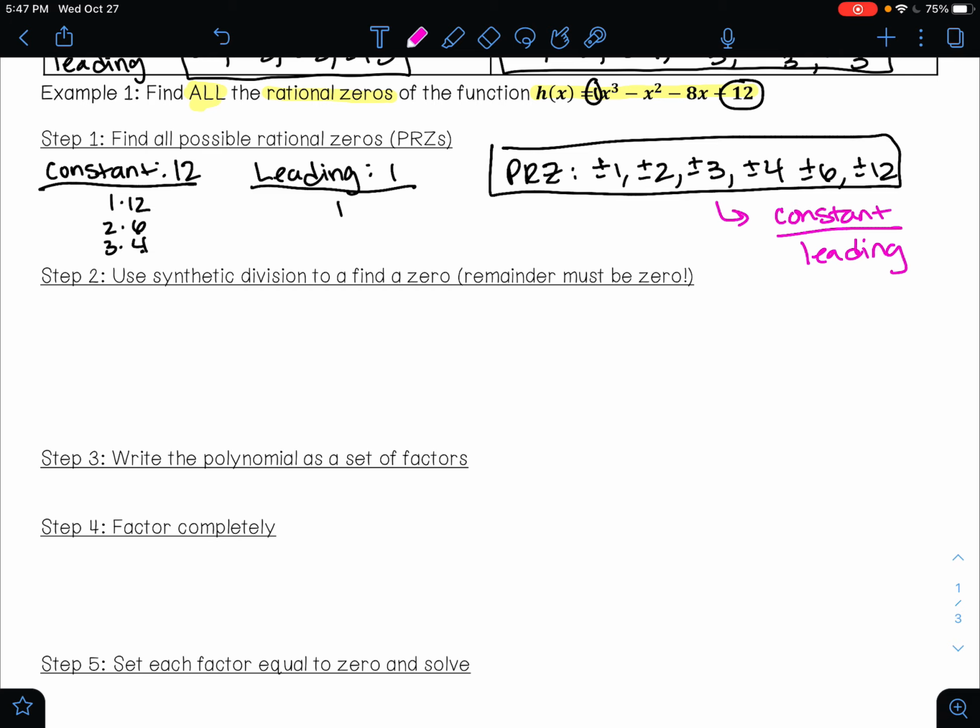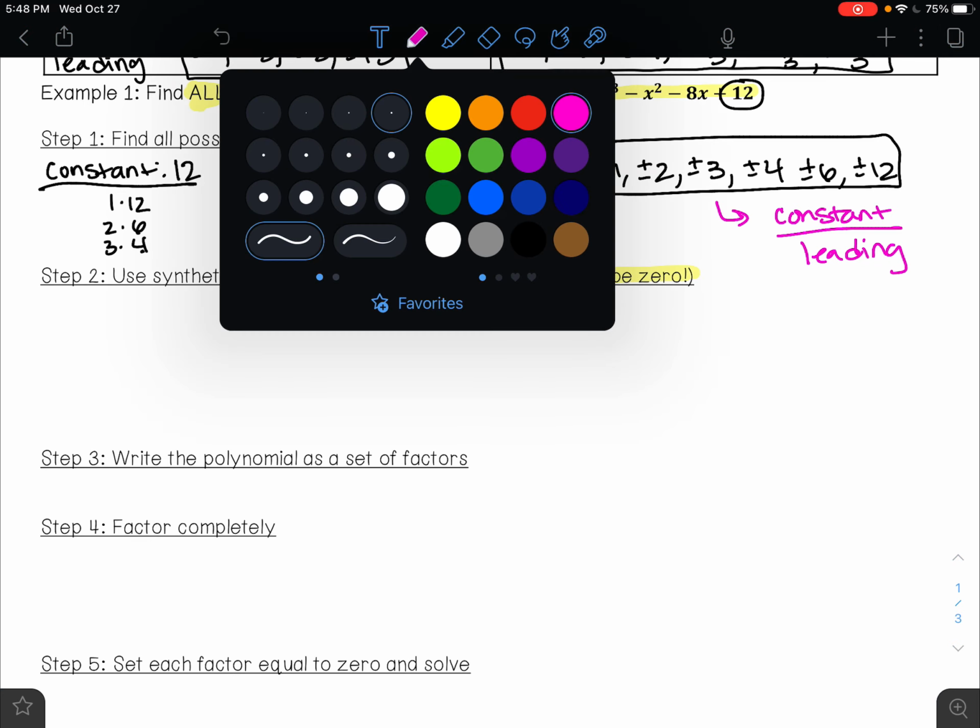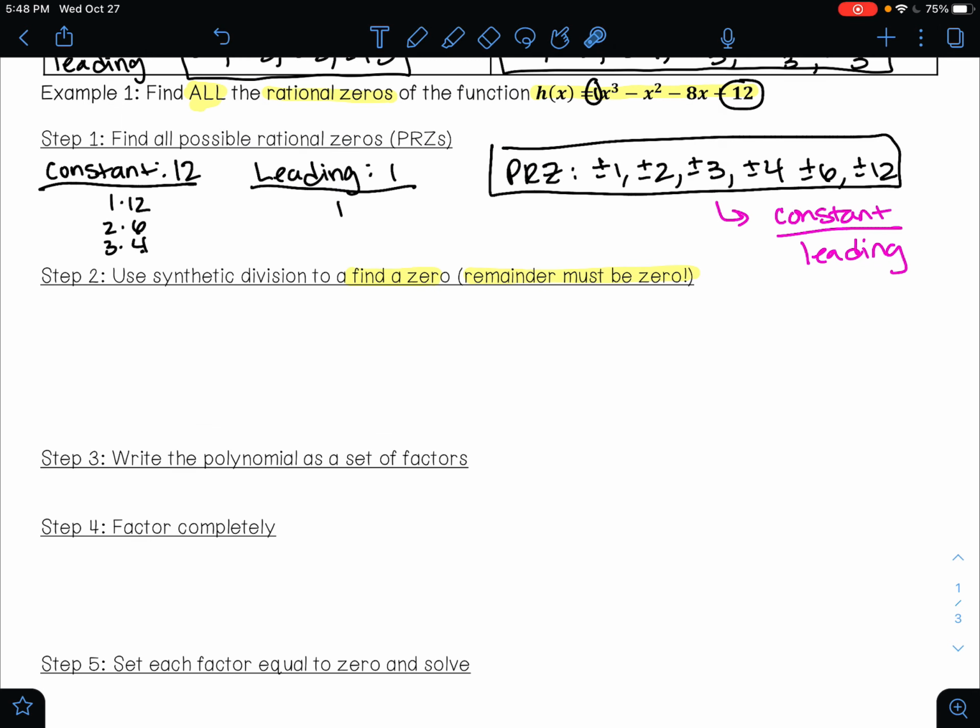Step 2 says to use synthetic division to find a zero. So remember, your remainder must be 0. What we're going to do is pull from our possible rational zeros and do synthetic division. If we get the remainder is 0, then that number is a solution. So that number is a 0. And then I can use that to factor.